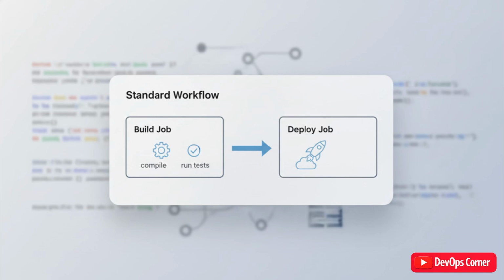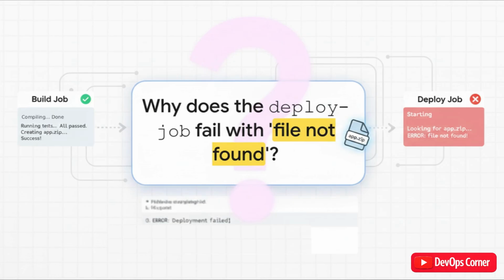On the surface, this looks totally logical. You build it, then you deploy it. Simple as that. And this is where so many of us hit a brick wall. Your build job runs perfectly. It compiles the code, the tests pass, and it creates a final package, let's call it app.zip. Then the deploy job starts and immediately fails, screaming file not found. But you just saw the build logs. The file was definitely created. So what is going on?